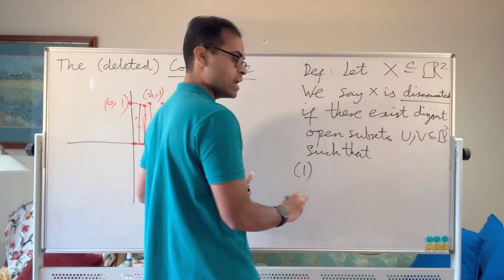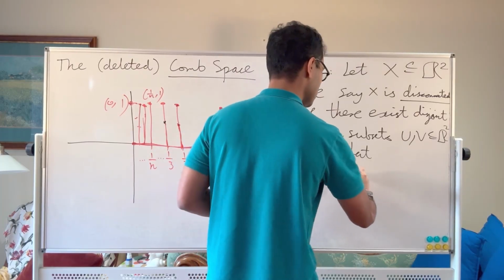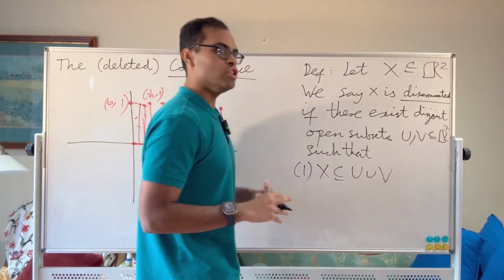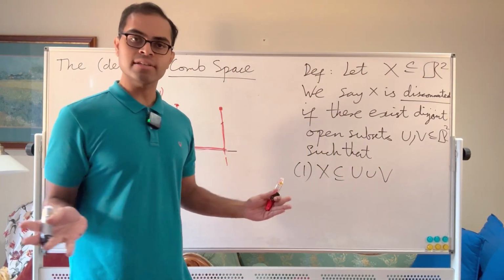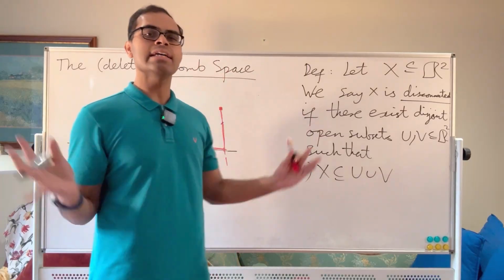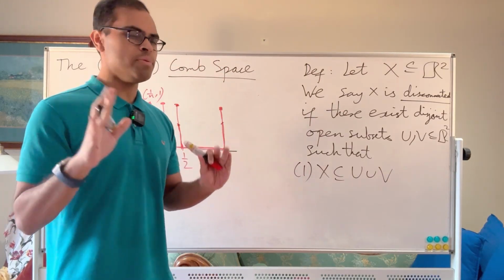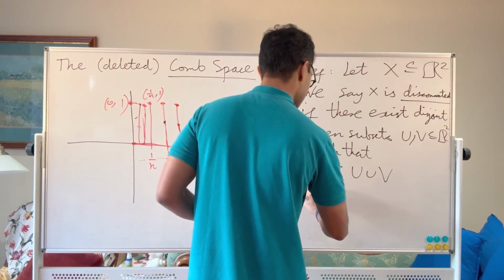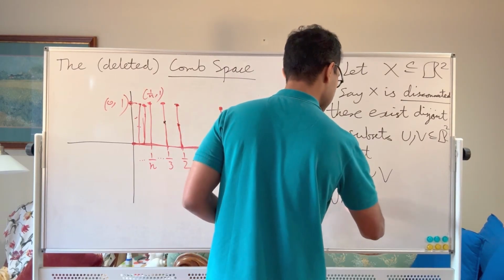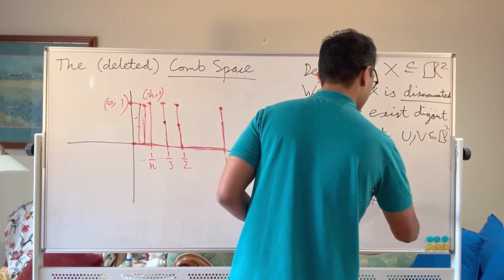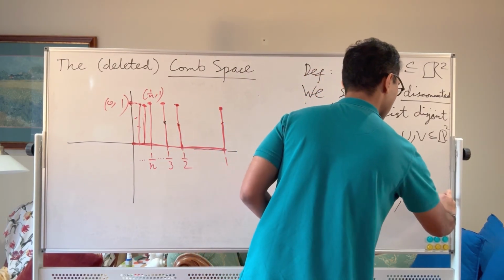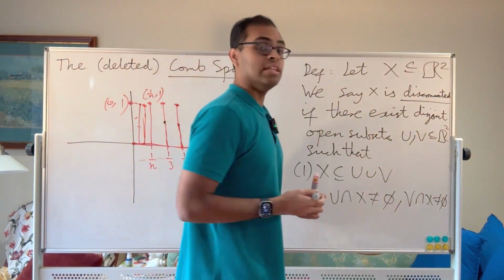So property 1 is that X is contained in U union V. Okay, so U and V together cover X, and we're going to think of them as islands that are disconnecting X. That's going to be the idea. The second condition is that U intersection X is non-empty, and V intersection X is also non-empty. Those are the two conditions.